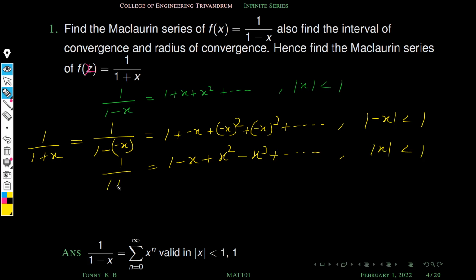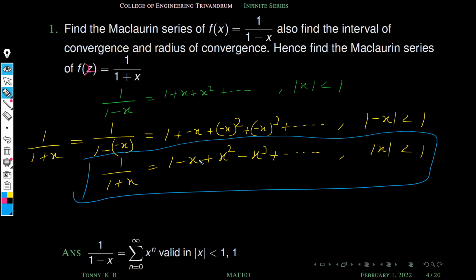This is the Maclaurin series expansion of 1 by 1 plus x, right? 1 minus x plus x square minus x cube plus etc. Alternating plus or minus. And this is valid in the same interval, mod x less than 1. Okay.